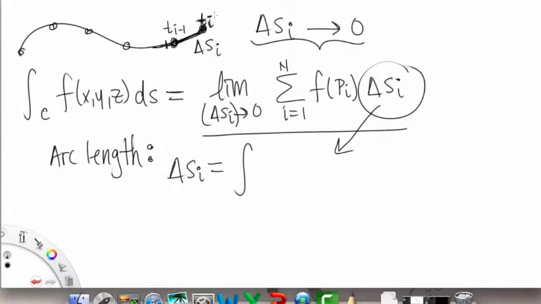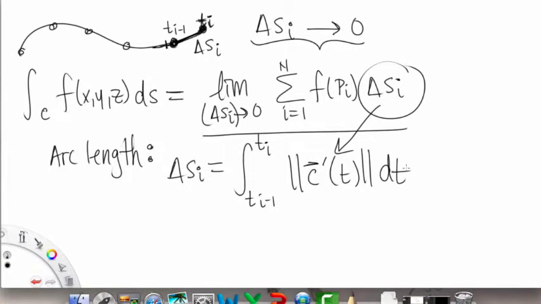Honestly, this part isn't super important as far as solving problems, but it's important for your understanding of the concept behind why the formulas work as they do. So basically this is the start point of your little interval, and this is the end point of the little curve. So here's your start point, and here's your ending point. This is the formula for arc length, and this will be the magnitude of your c prime of t dt.